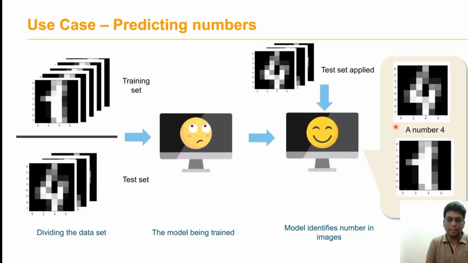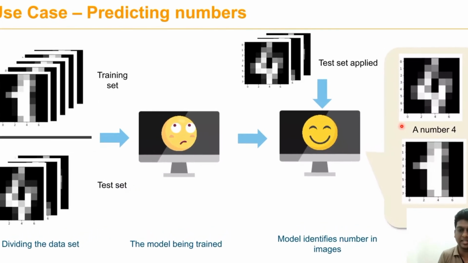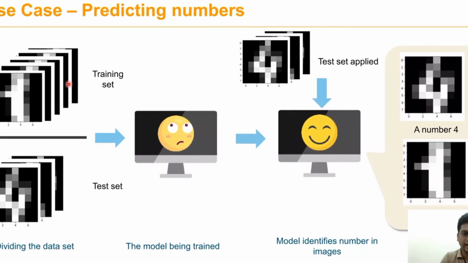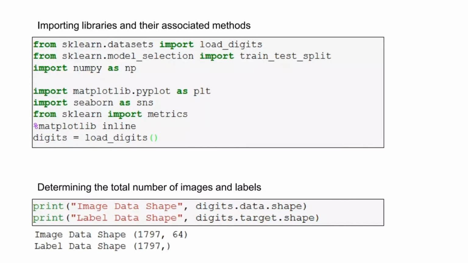Now we can see this with a case example. We are going to predict the number present in an image. This is a training set and this is the test set. We have to divide the whole data first into training and testing, and then train the model. After training the model, we apply the test images and it identifies the number present in the image. Now we are going to implement this with Python.